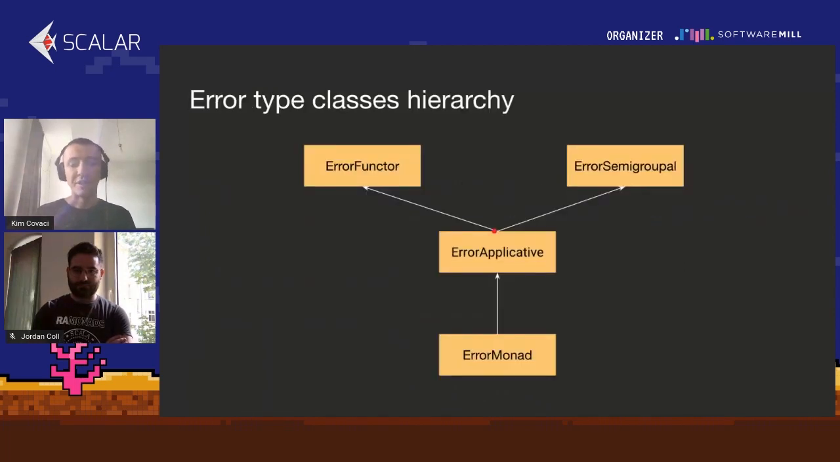This is the whole hierarchy that we researched. It complements the standard hierarchy of type classes from Cats, but the difference is that all those type classes are defined on types with 2 arguments.